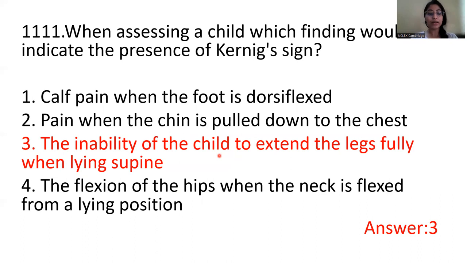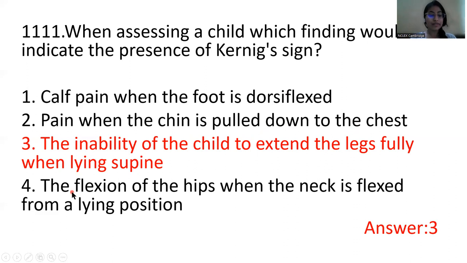Now let's talk about the other options. First option is calf pain when the foot is dorsiflexed. This is Homan sign. Pain when the chin is pulled down to the chest is a sign of nuchal rigidity. When we ask the child to touch his chin to the chest, the patient will feel pain in the neck region. This is known as nuchal rigidity.